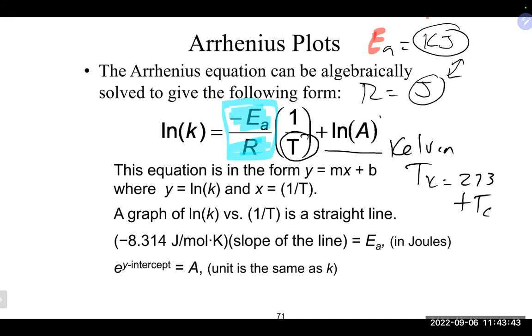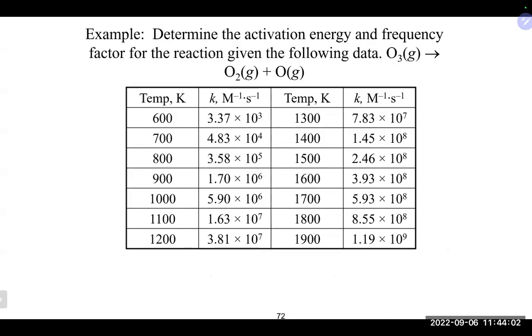By the way, this would be the y-intercept. So from your graph, that is where your straight line would cross the y-axis, right? And it equals not the frequency factor, but the natural log of the frequency factor. So you do have to take the e on both sides there to get rid of it. So again, this is really the graphical version of this equation.